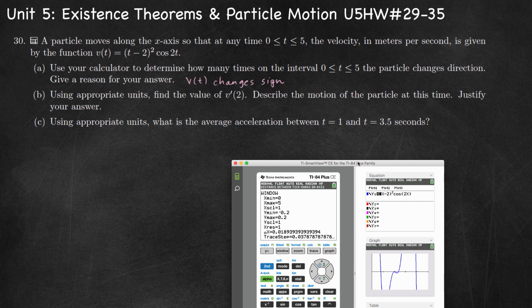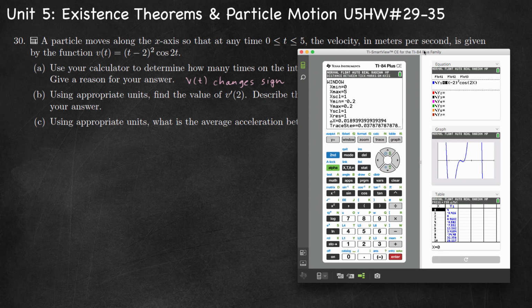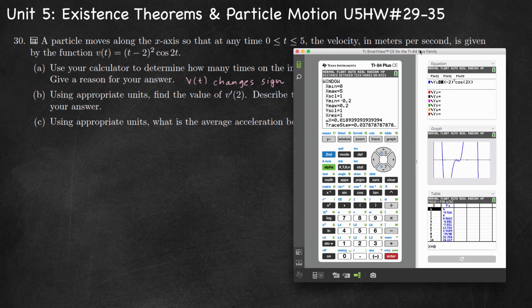Part B, using appropriate units, find the value of v prime of 2. Describe the motion of the particle at this time. Well, we already have a hint of what's happening at 2 because I'm looking at my velocity graph. And at 2, let me just hit trace 2, enter. So our cursor jumps right to that point. So at 2, the velocity is 0. So our particle is at rest. And we can see that we do not have a sign change. So it's not changing direction. It's just momentarily at rest. And then it's going to continue to move to the left. The velocity is negative on either side of that point. So the particle is moving left.